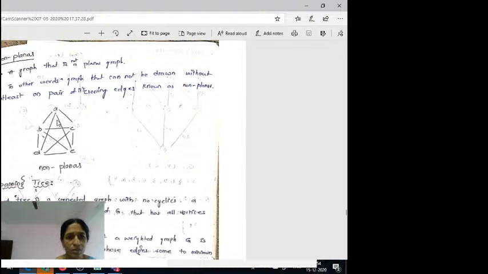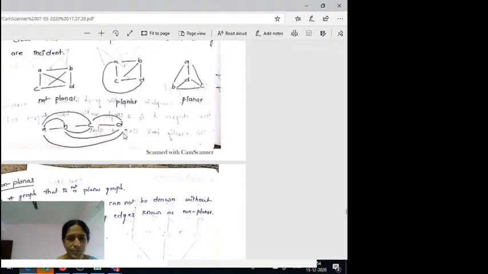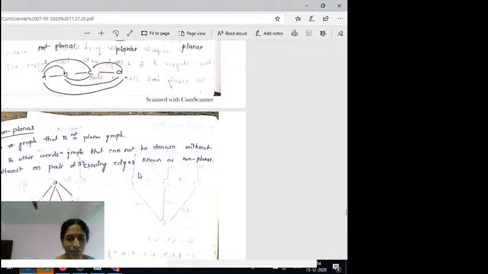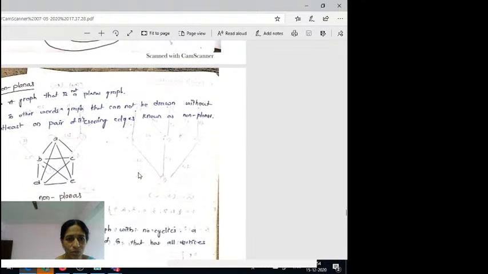Now, this is the non-planar graph. A graph that is not a planar graph is called a non-planar graph. In other words, it is a graph that cannot be drawn without at least one pair of crossing edges. Sometimes there is a chance to convert it into a planar graph. Sometimes there is no chance to convert that graph into a planar graph. In that case, the graph is called a non-planar graph.